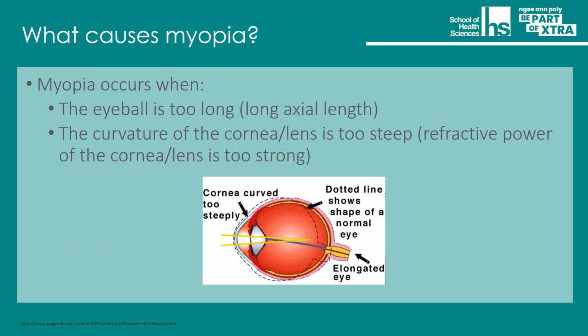What causes myopia? Myopia occurs when the eyeball is too long or the curvature of the cornea or lens is too steep, meaning the refractive power of the cornea and lens is too strong.